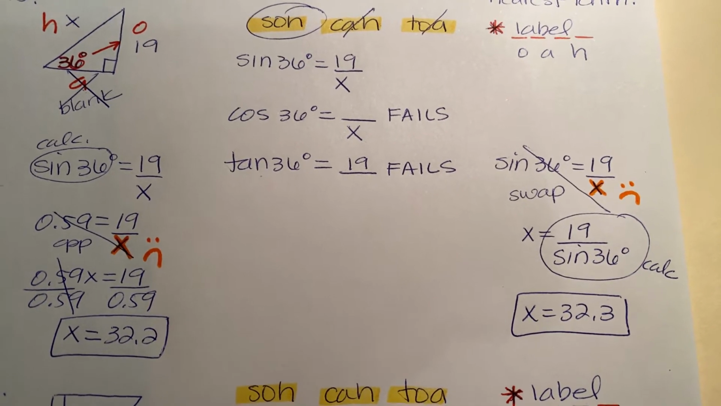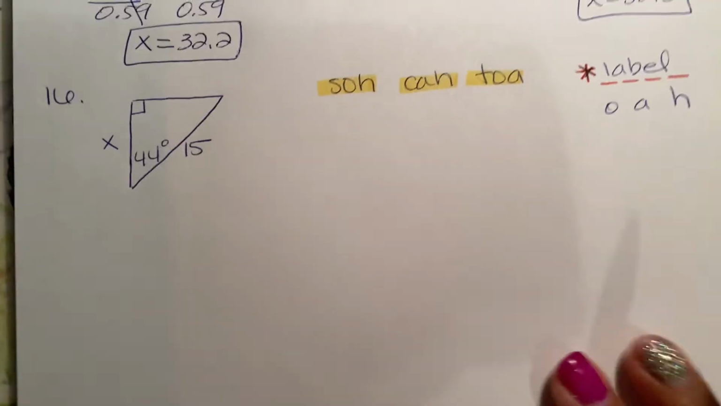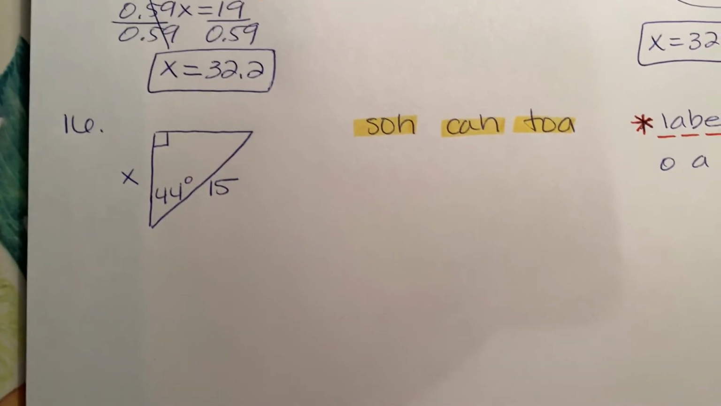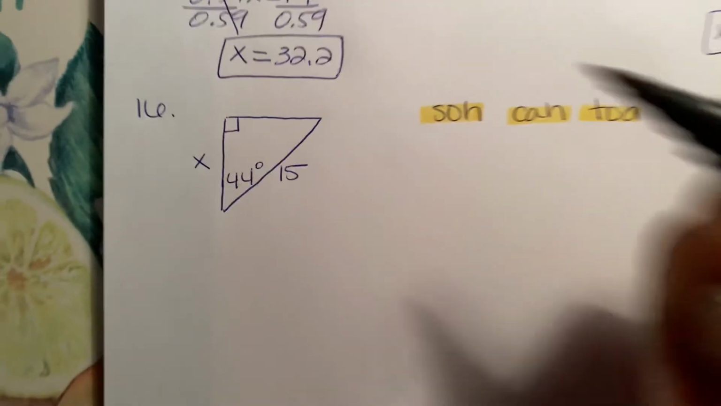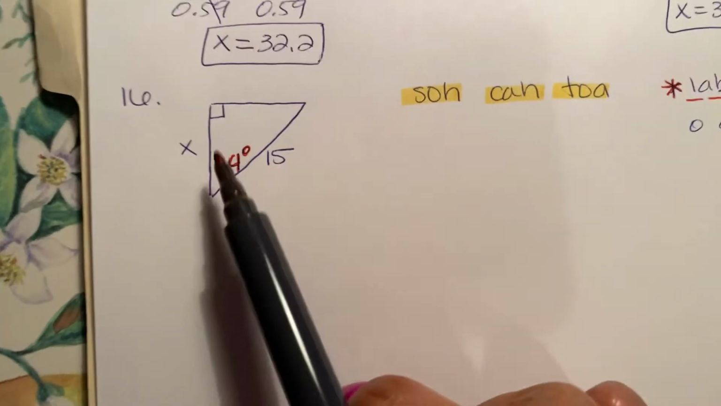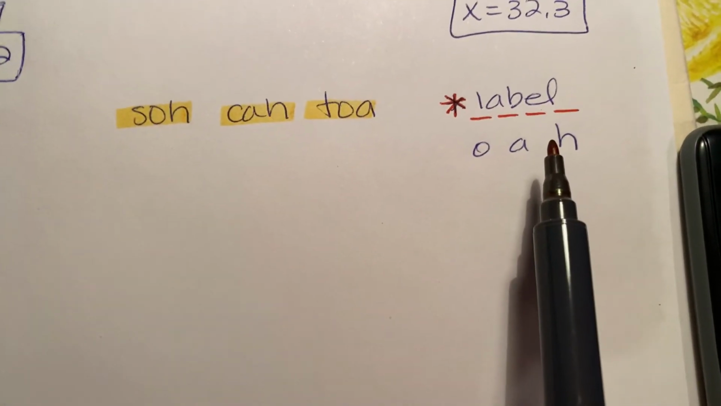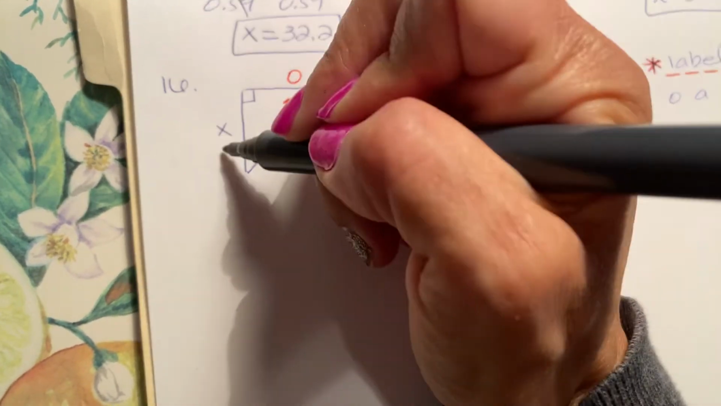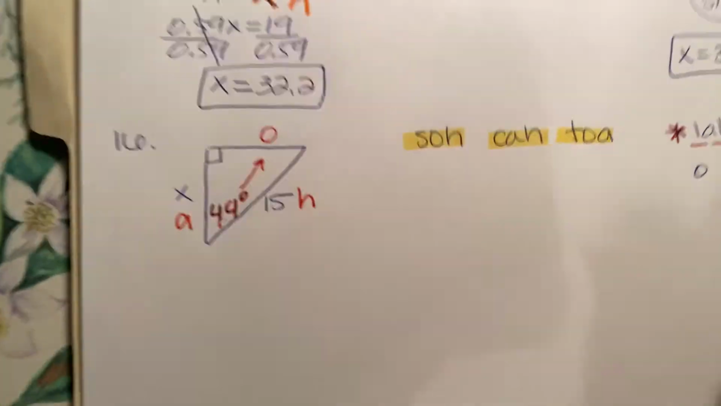Okay? Okay, let's do another example, 16. Okay, so again, focus on your angle. My angle is 44 degrees, right? So based off of that angle, I label OAH. So if this is 44 degrees, this is O, this is A, and this is H.